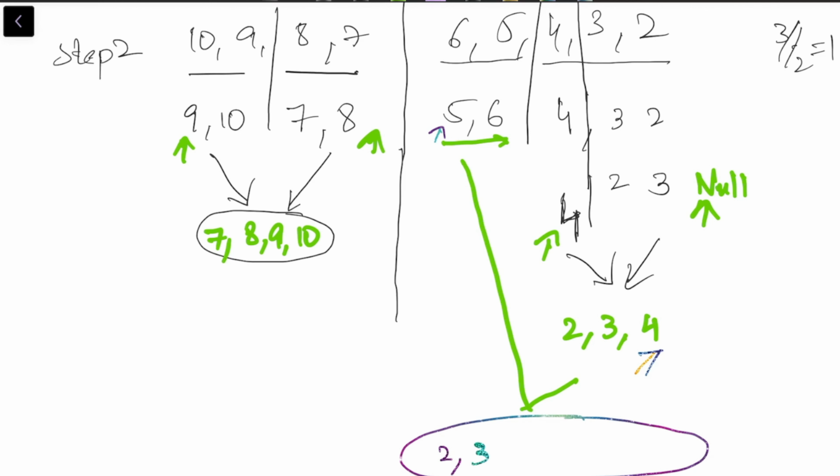4 or 5. 4 goes, and the pointer points to null. Null. So the pointer points to null. What happens? It's null, so the pointer moves along this 5, 6. You see, we got the sorted order for this particular subarray. Now what we'll do? Merge these two lists.